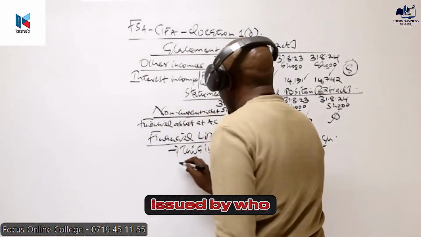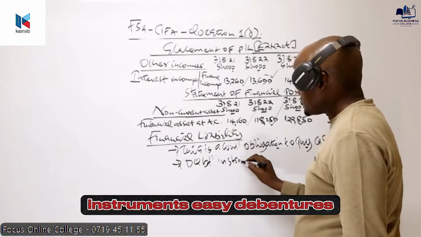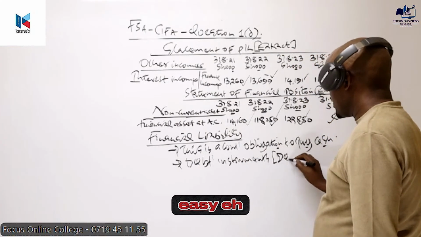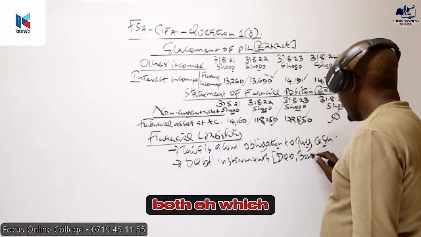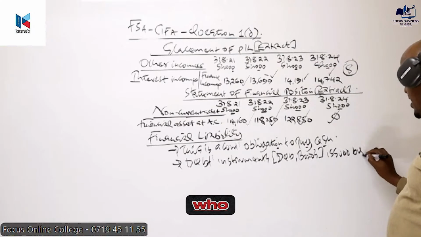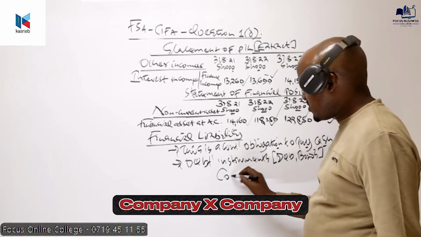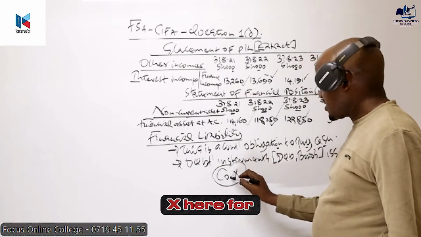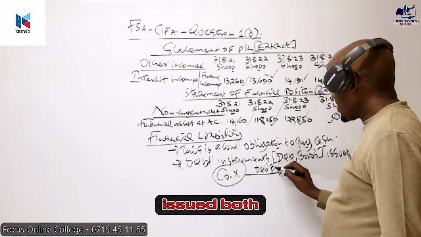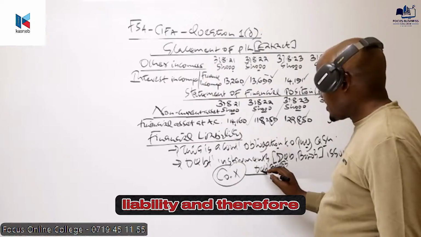Now, generally, financial liabilities are the debt instruments which have been issued by the company. So these are the debt instruments issued by who? By the company, e.g. debentures, e.g. bonds. So if you come across a question and you're told company X issued debentures, or company X issued bonds, to this company, this is a financial what?